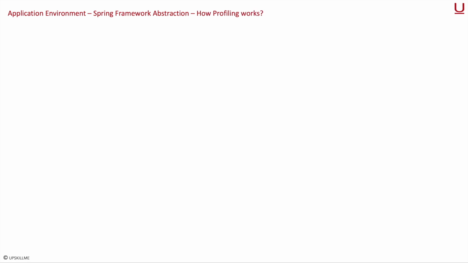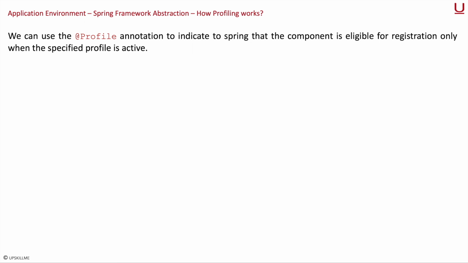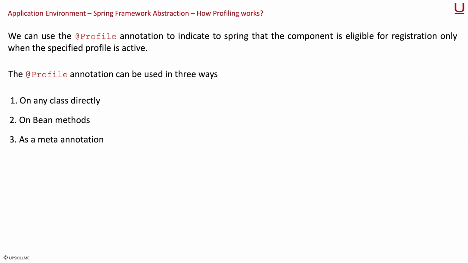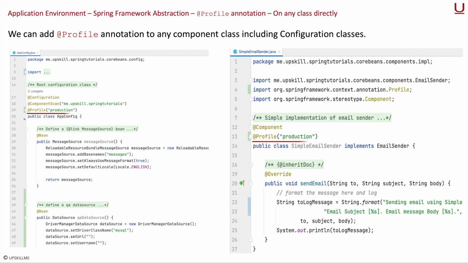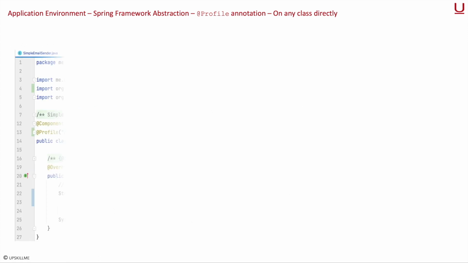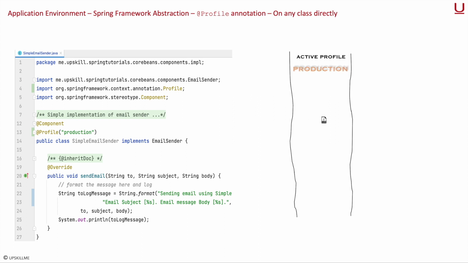How does profiling work? We can use the profile annotation to indicate to Spring that a component is eligible for registration only when the specified profile is active. The profile annotation can be used in three ways. We will have a look at each one of them in the next section. The first one is on any class directly. We can add the profile annotation to any component class, including the configuration class as shown here in this example. If the profile annotation is added to any component class, Spring will make sure to register such components only if the specified profile is active.